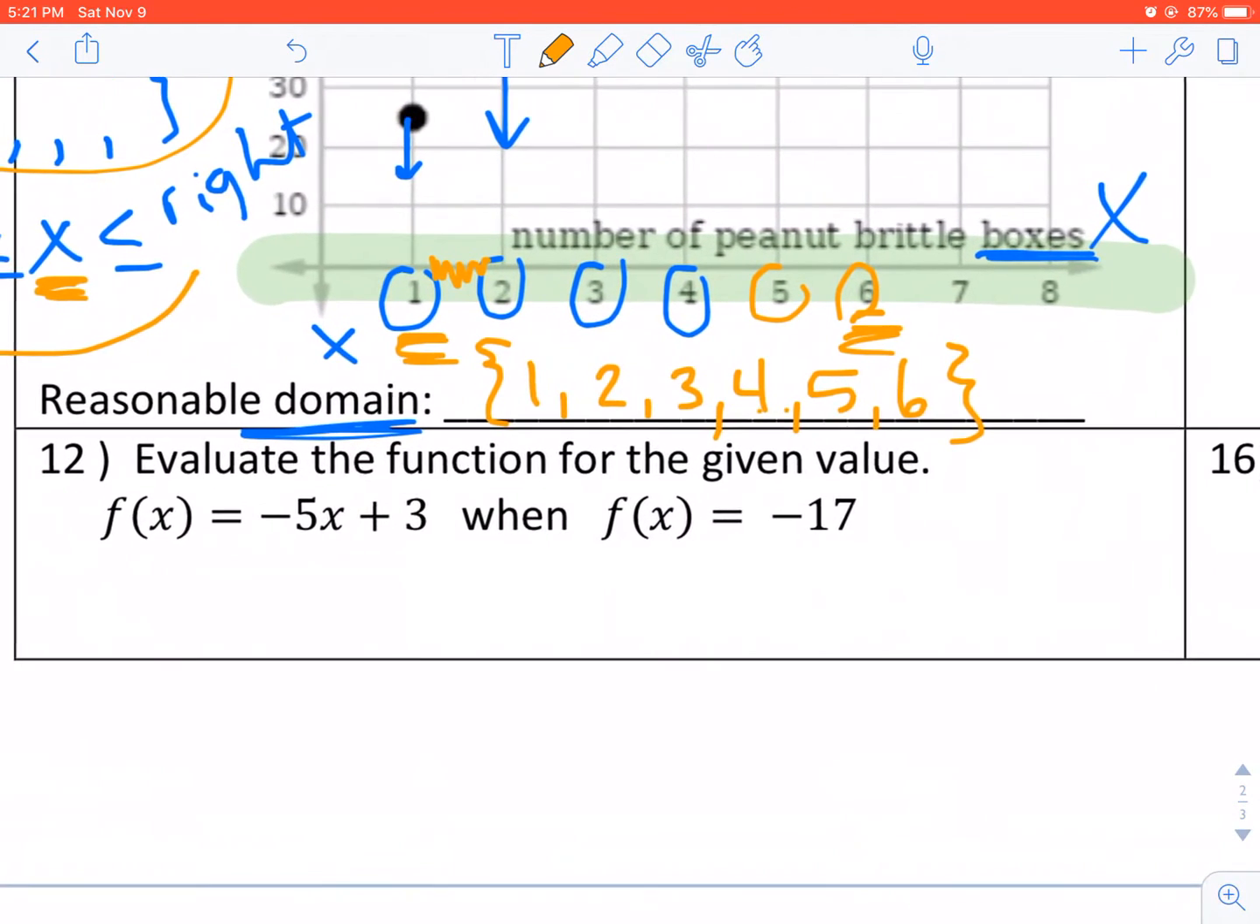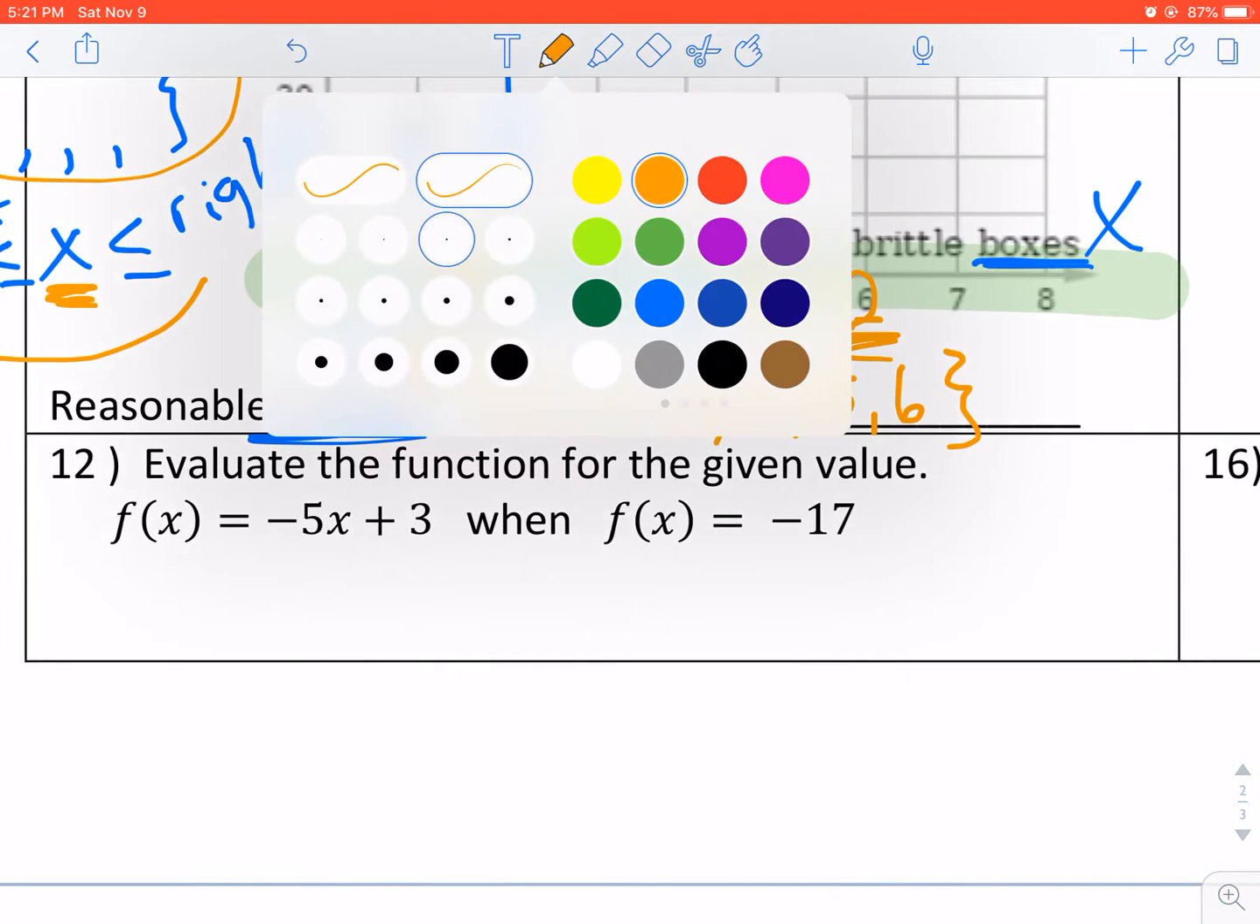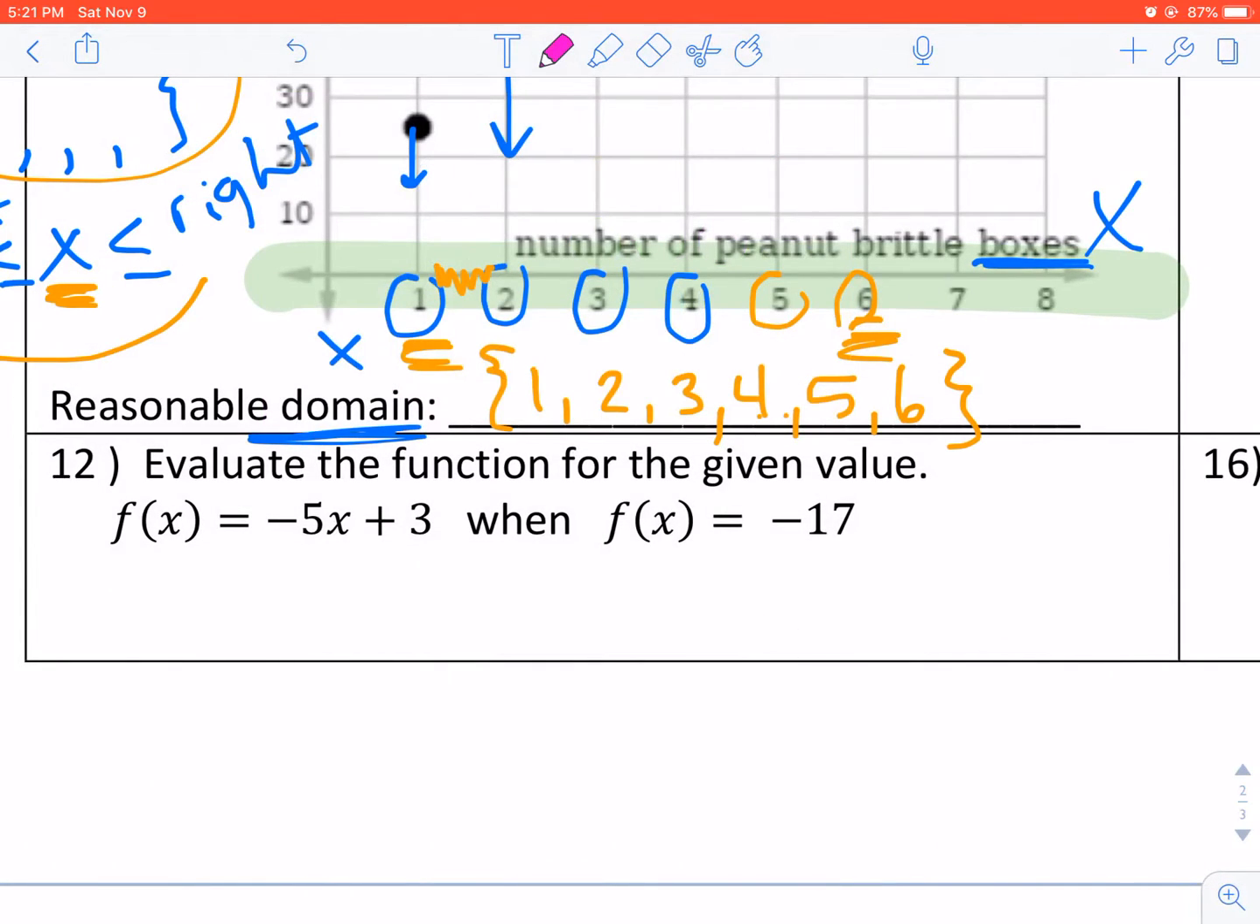Question number 12. Evaluate the function for the given value. And it says f of x equals negative 5x plus 3 when f of x equals negative 17. A lot of you are getting this one confused with when there is a number inside the parentheses. If there's a number inside the parentheses, that means this is what you plug in for x. But that is not the case for this question.